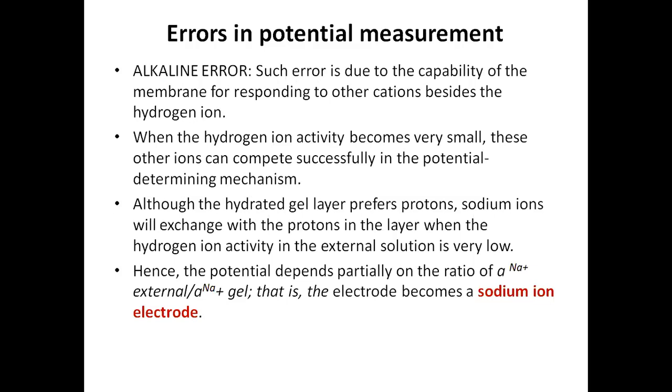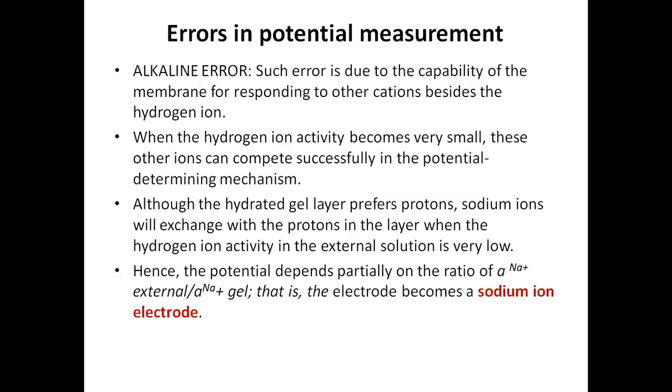if some other cations like potassium ions or sodium ions influence the glass membrane, this kind of error takes place. This happens when the activity of H plus ion is very low, when our solution is highly basic and the population of H plus ion is very low. At that time, other ions compete in the potential determination mechanism. Which ions compete? Potassium, sodium, etc.